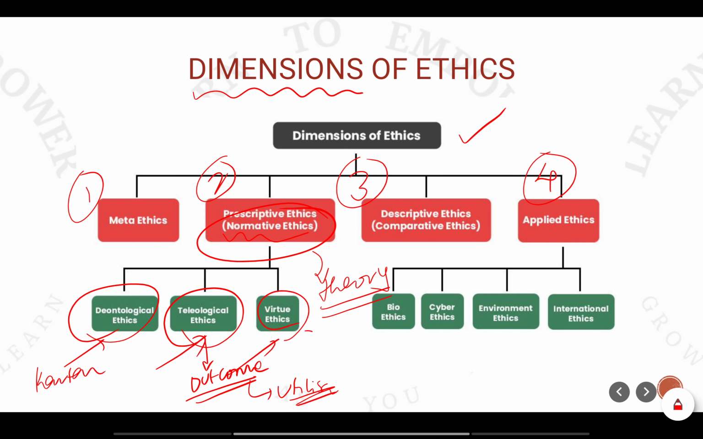Virtue ethics talks about virtue, the moral character of the person. This is given by Aristotle, and there are many thinkers involved in virtue ethics. Similarly, in applied ethics, we also deal with bioethics, cyber ethics, environmental ethics, and international ethics.